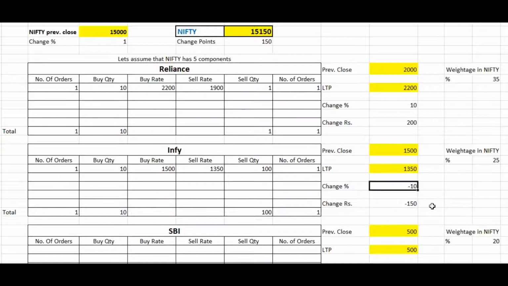Now you can see a 10% negative change in the stock, 150 points down. According to the 25% weightage, Nifty goes from 3.5% up to down to 1%. That is, from 525 points it is down to 150 points, because Reliance is pulling up Nifty by 525 points and Infosys is pulling down Nifty by about 375 points. So now you can see how the pre-open rates are getting manipulated. This is again pre-open rates, and in pre-open actually thousands of orders are placed.